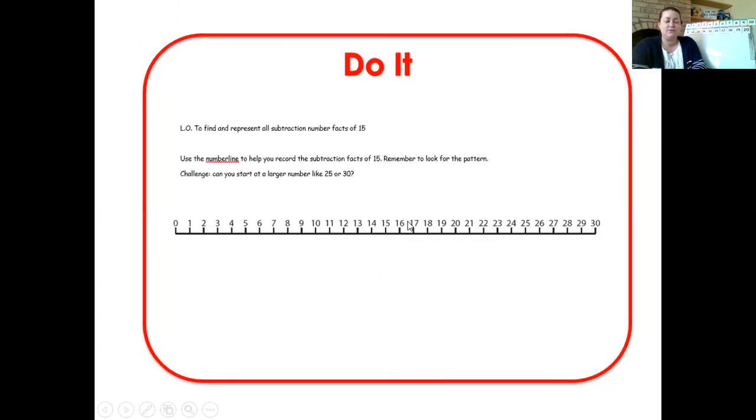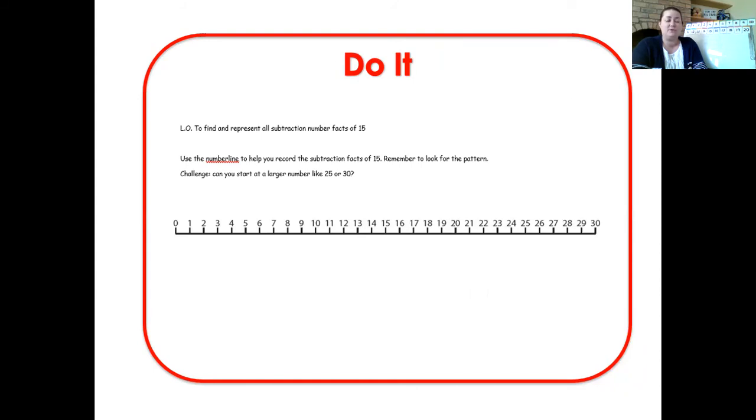Right, your task, your do it for today, is to find and represent all of the subtraction number facts of 15. Now we've got a bit of a head start because we've already done 2 of them together. So your task is to find the rest of them. So you can print this sheet off the website if you want to.